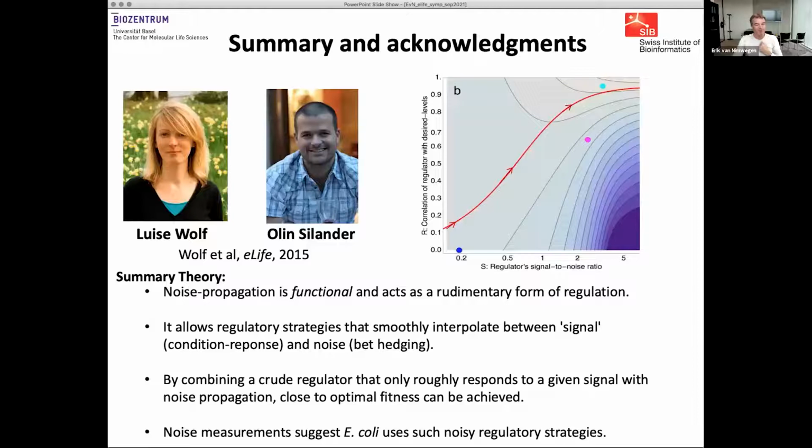To summarize what I've tried to show you, we showed that noise propagation is functional and can act as a rudimentary form of regulation. It allows regulatory strategies that smoothly interpolate between signal and noise. And it allows a crude regulator, combined with noise propagation, to obtain a fitness that is close to the optimum that you could achieve. And it looks like E. coli is implementing such noisy regulatory strategies. All right, thank you very much.